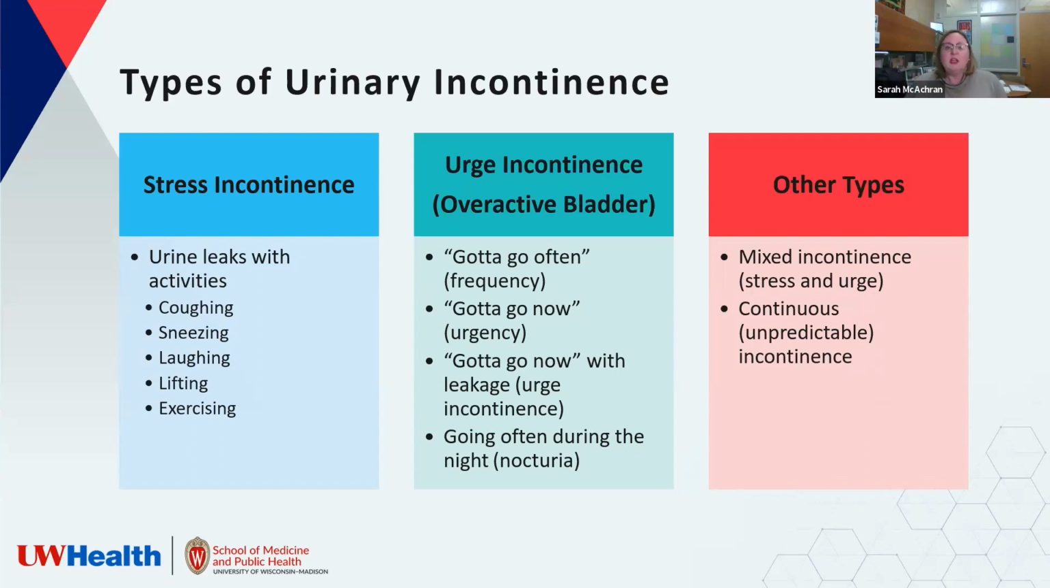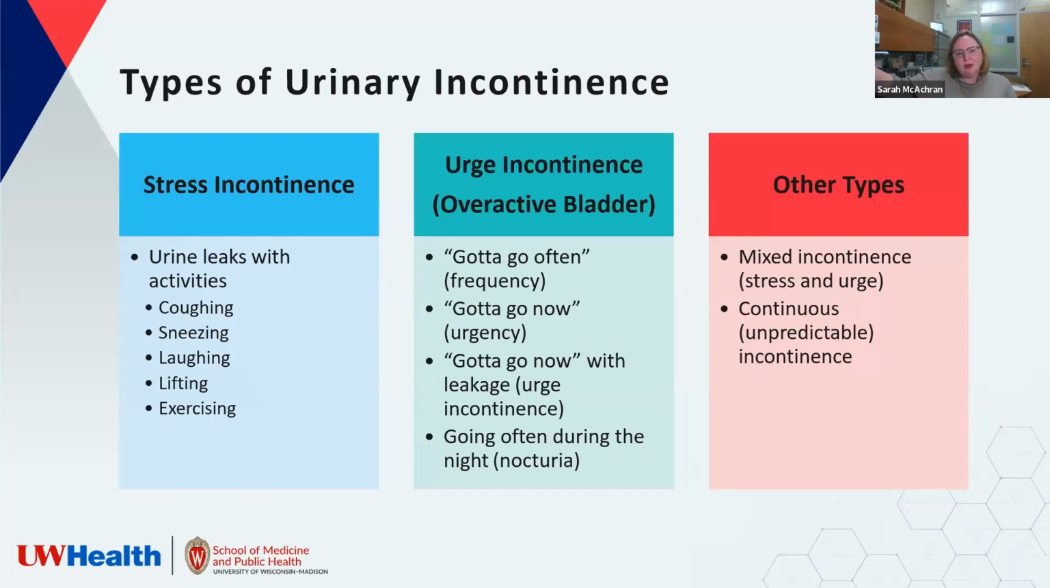Urge incontinence, which falls into the larger term of overactive bladder, which includes urinary frequency, urinary urgency, and urge urinary incontinence, isn't related to that mechanical pressure on the bladder. Rather, it's the bladder squeezing and making you feel like you have to go, and sometimes actually pushing some urine out without any provocation at all. So you might have to go really often. You might have to go, oh my gosh, right now. And when you do have to go right now, if some urine leaks out, that's that urge urinary incontinence. This frequency can happen during the day. This frequency can happen at night as well. And our fancy word for that is nocturia.